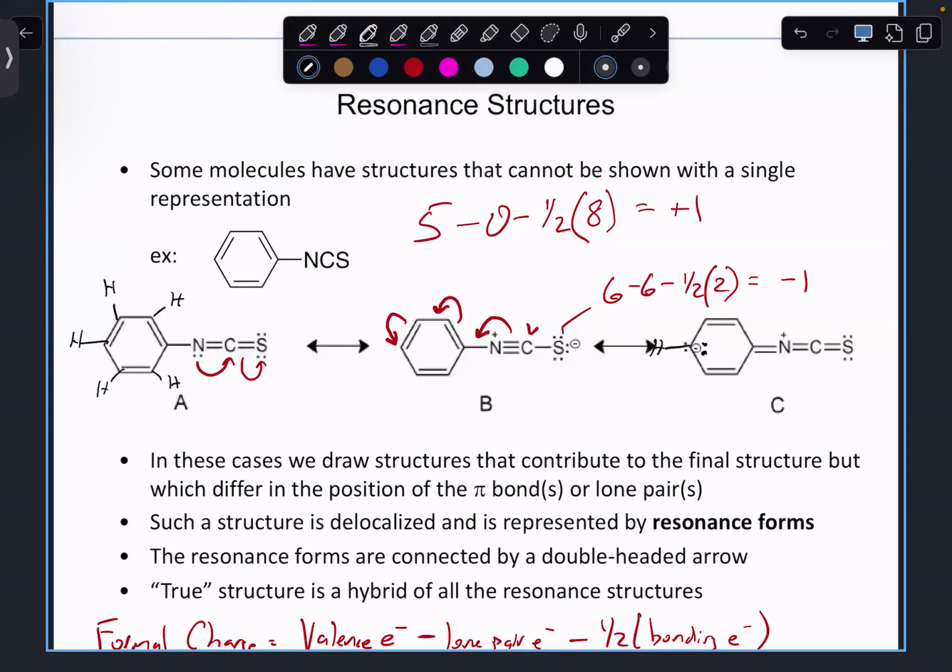All right. How many valence electrons does carbon have? 4, minus the lone pair electrons, which there are 2, minus 1/2 of the bonding electrons. Well, you've got a bond to that carbon on top. You've got a bond to the carbon on bottom. And you've got a bond to the hydrogen. So that's a total of 6 bonding electrons.